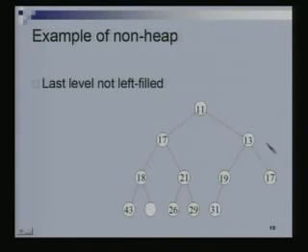This one does not violate the heap property, but as you can see, this node is empty. So, this last level is not left filled. We would like that if there were only 4 nodes at the last level, then they should appear as the first 4 nodes on the last level of this binary tree.